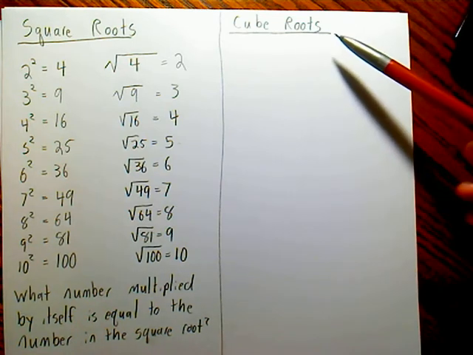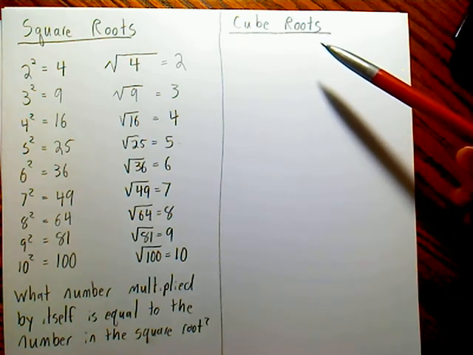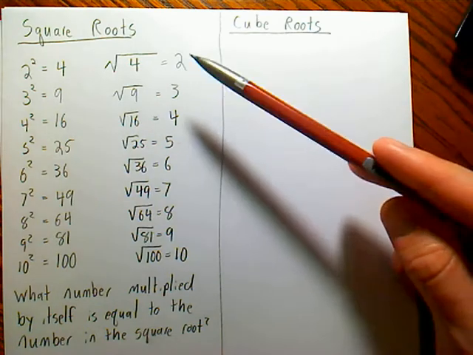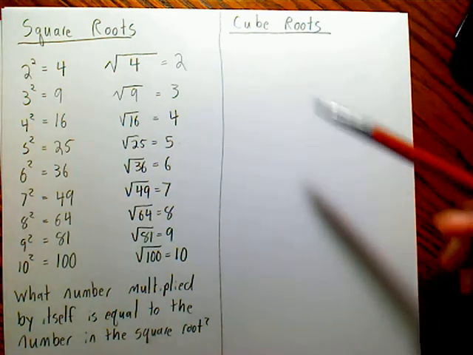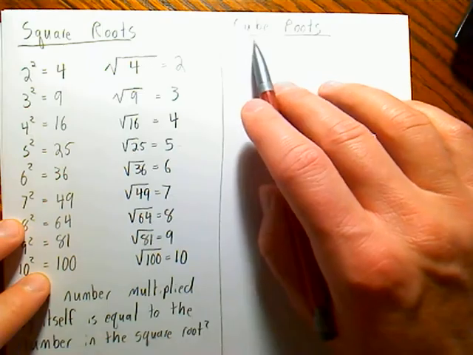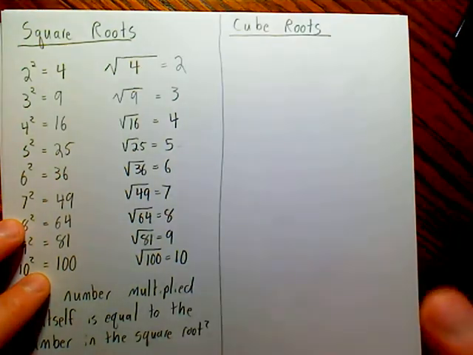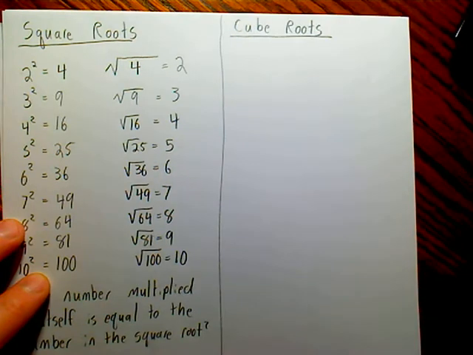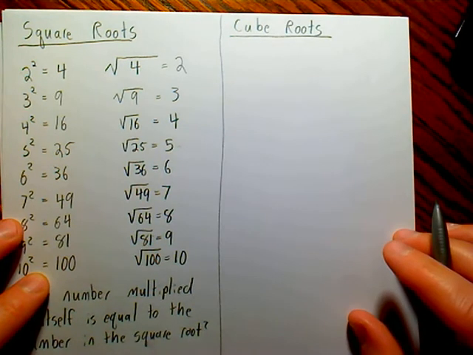Okay, we're going to move on to cube roots at this point. Cube roots and square roots are very similar. Cube roots just takes it to the next level. And when we think cube, we think 3. We think of a 3-dimensional object. That's going to come into play in a second here.